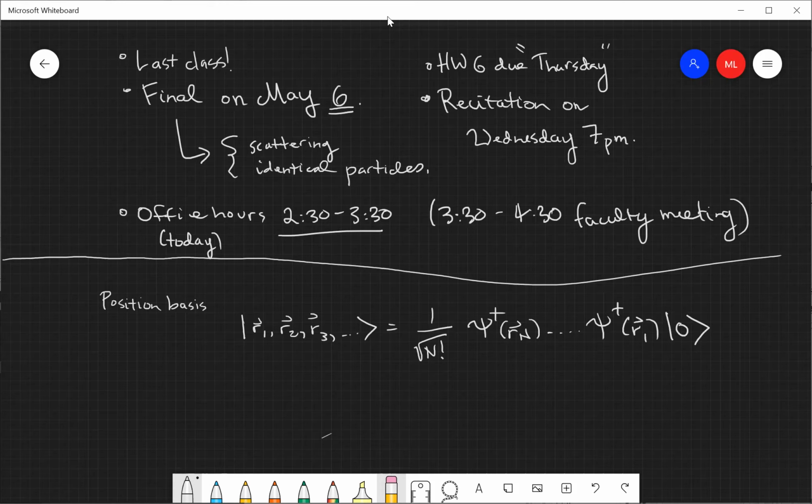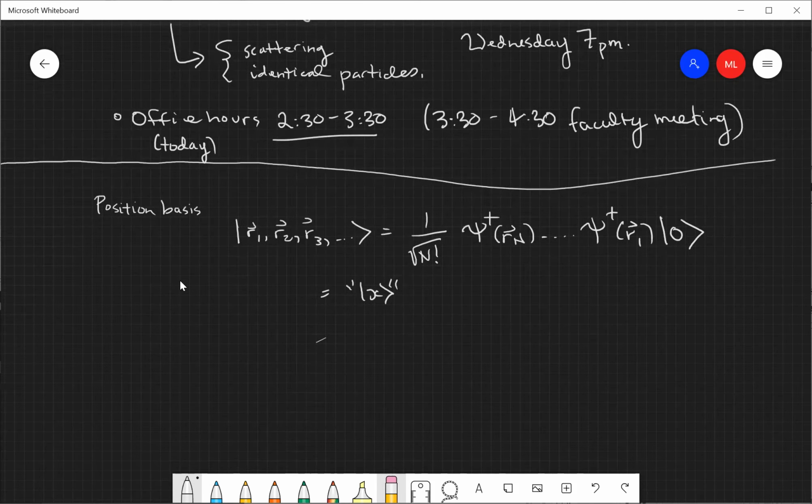This is a basis vector. This is the moral equivalent of having the ket |x> for the single particle. And so if you want to construct a multi-particle wave function, what you do is the inner product between this basis vector and the state that you're interested in. So there's a kind of moral equivalent.